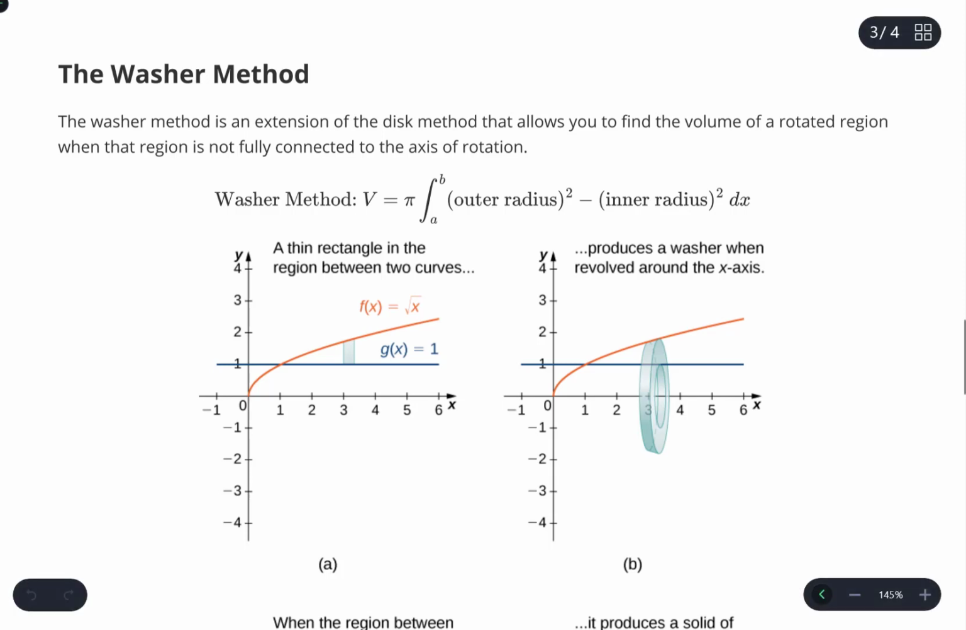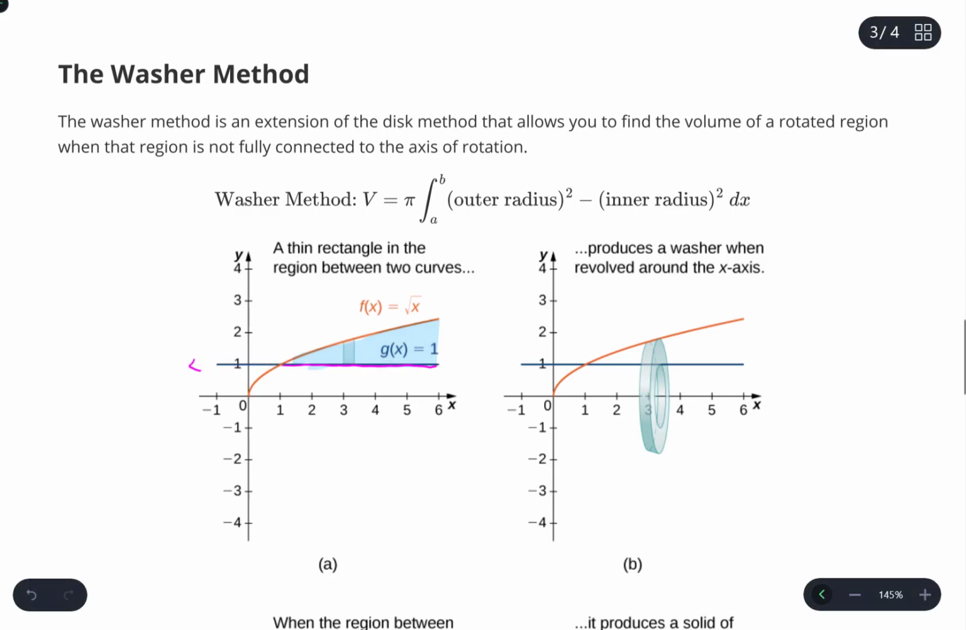So, for instance, let's say I have the region here in this first picture, and I want to rotate this region around an axis. If I were rotating around this axis right here, where y is equal to 1, then this region, the blue shaded region that I've colored in, is entirely connected to my axis of rotation. So every single point in this region connects to my axis. But that's not always the case.